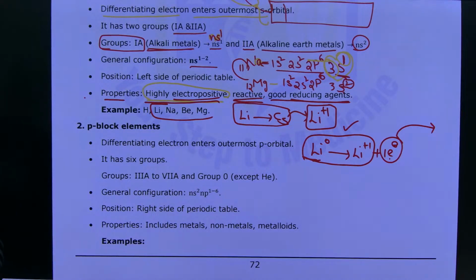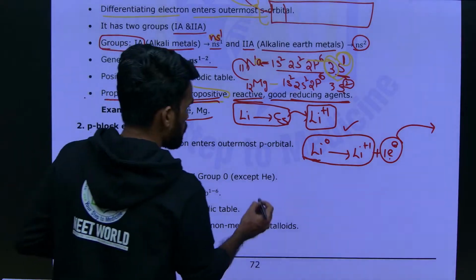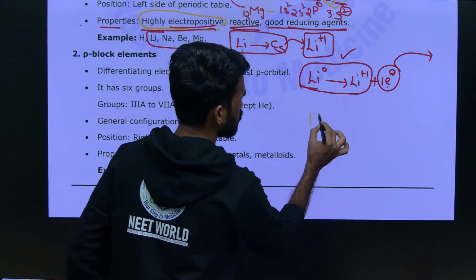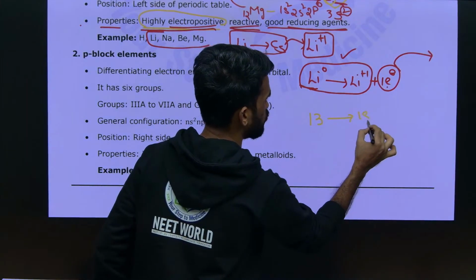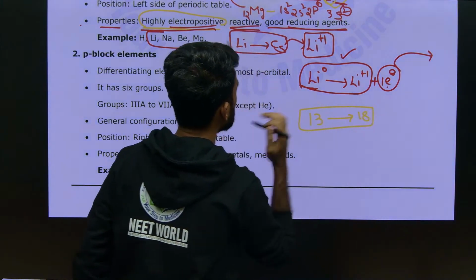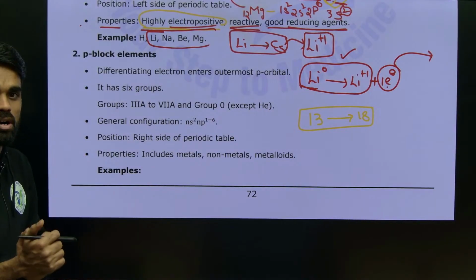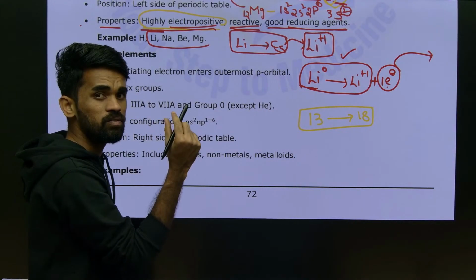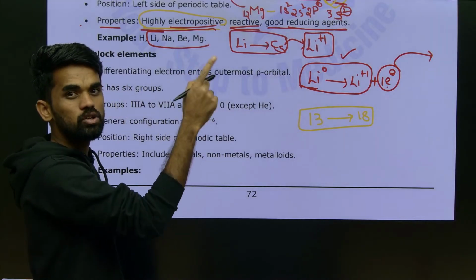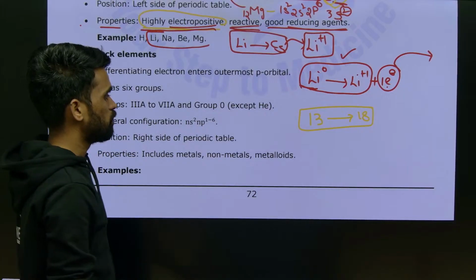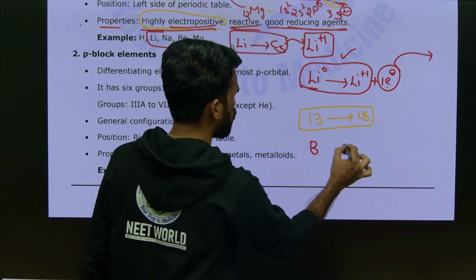After that, we need to study about P block elements. So what are the P block elements we have? In the periodic table, the P block elements are from the 13th group to the 18th group. Now how can we decide whether an element is P block or not? If the last electron of the element enters into the p orbital, then we can say it is a P block element. For example, boron, or carbon you can take.